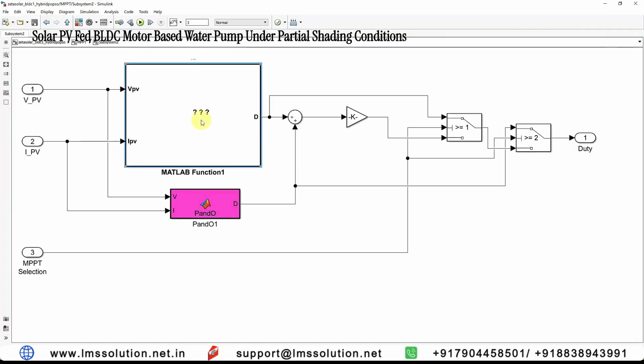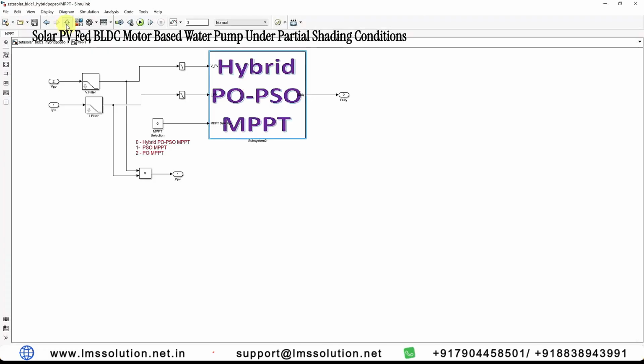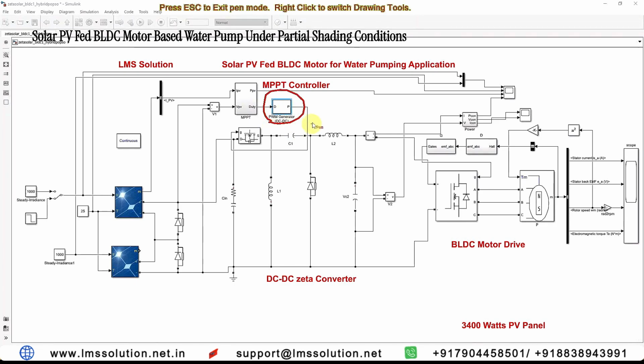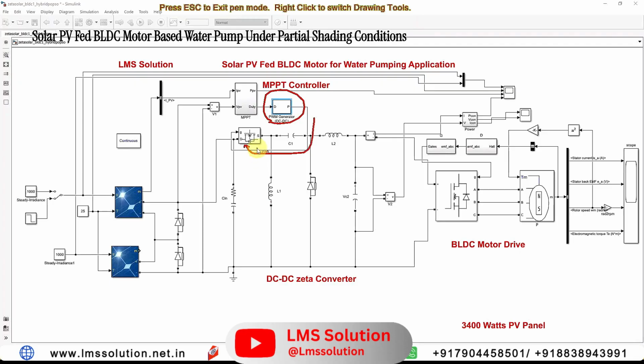Here we have the PSO code and this is the PO code. Here we created the hybrid logic. I already explained the hybrid PO-PSO MPPT in my last videos, so you can check my YouTube channel for more about it. Finally, the MPPT will generate the duty cycle, and based on the duty cycle it will generate the pulse for the converter. Based upon that pulse, the power from the PV panel is expected to be at the maximum point.